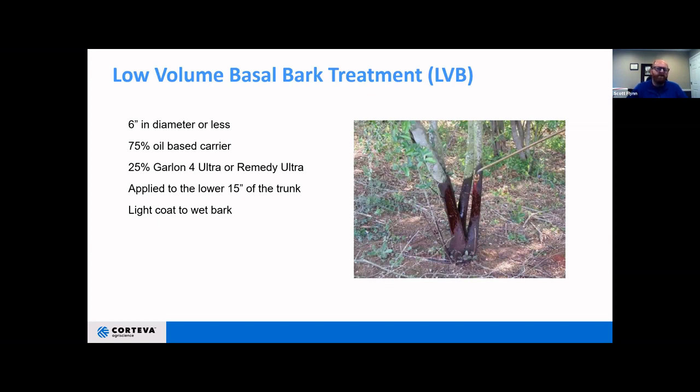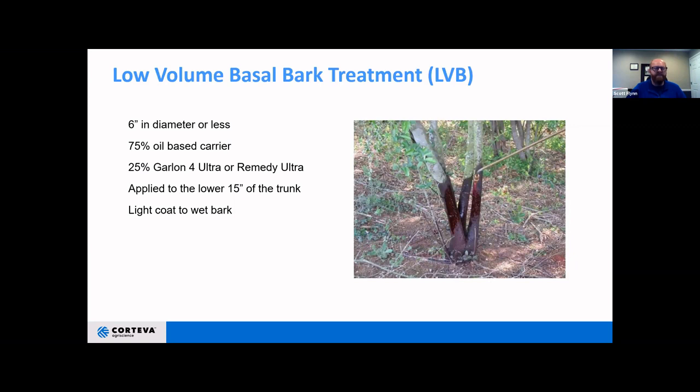When we're talking about doing low volume basal bark treatments, we're talking about a 75% oil carrier with 25% Garlon 4 Ultra or Remedy Ultra. You'll see variations on this. You'll see an 80% oil carrier with 20% Garlon or Remedy, or you may see a 79% oil carrier with 20% Garlon, and you might throw an ounce of something like Milestone in that mix.